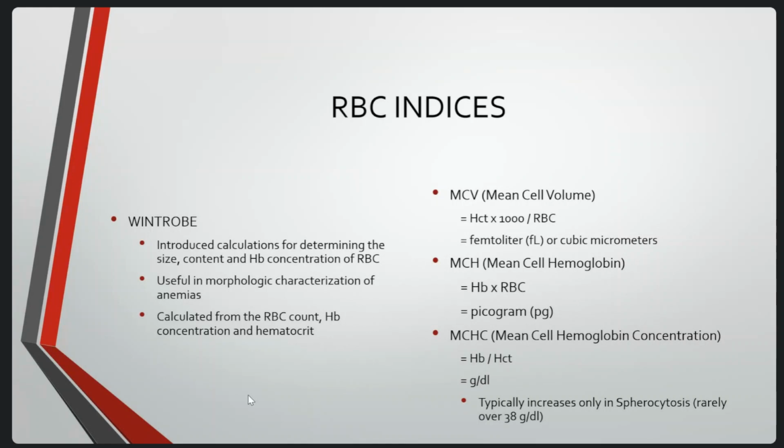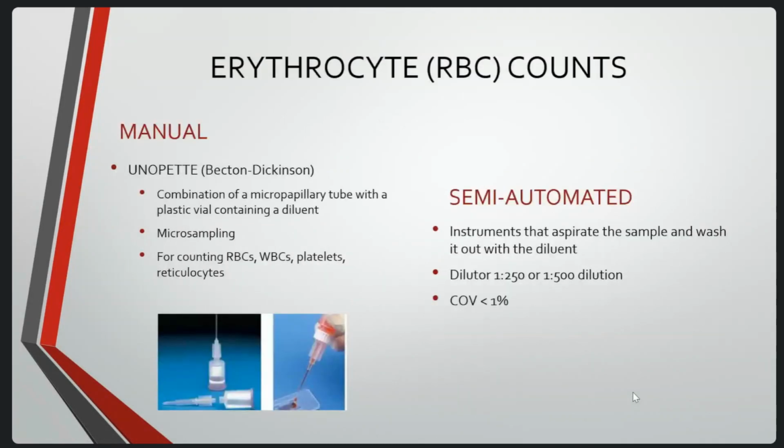The MCHC typically increases only in spherocytosis because it resembles the maximum hemoglobin capacity of our red blood cells. In a normal condition, our red blood cells will only hold the maximum amount of hemoglobin. But in case of spherocytosis, it can increase because of the abnormality in the structure of the cell membrane.